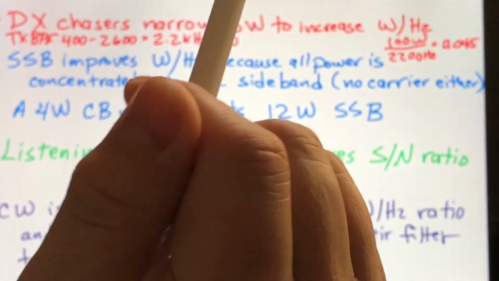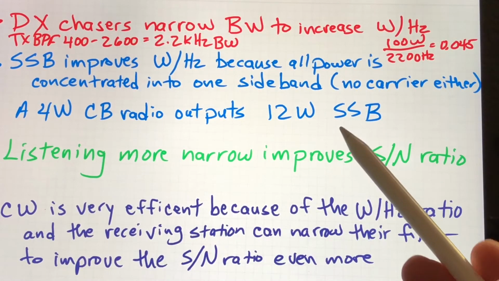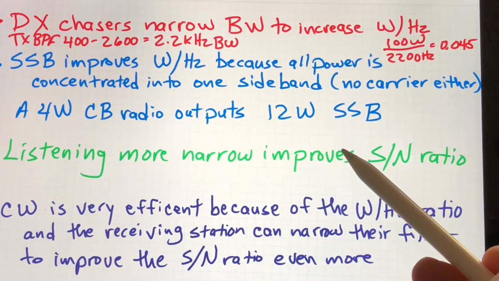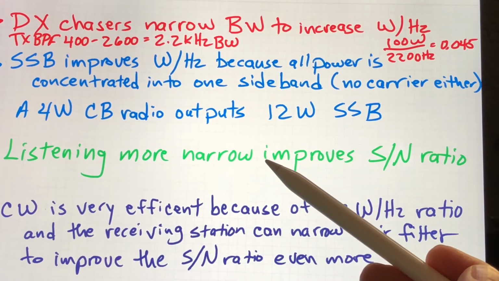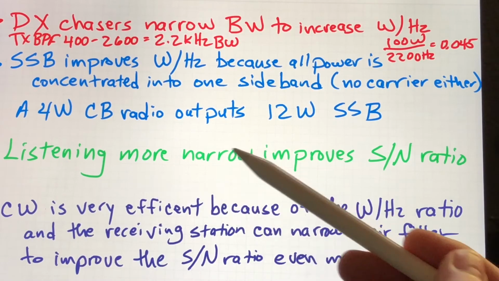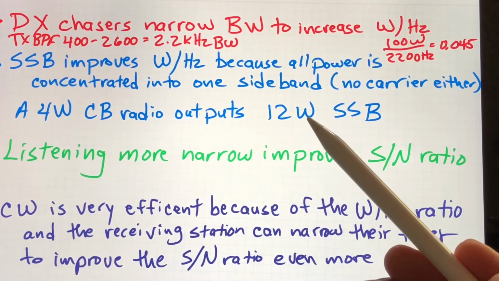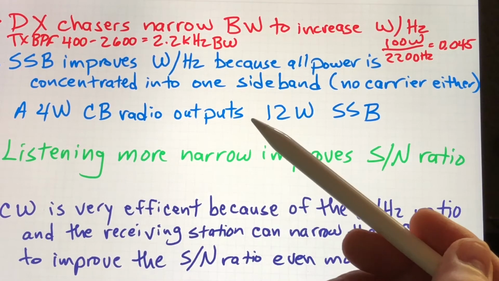Now, and here's the key. If the person on the other end is transmitting at, say, 2.4, and on your end you widen your filter to 3, you're just pulling in noise for no good reason. There's no reason for you to run more than a 2.4 kilohertz bandwidth on receive if the transmitting station is transmitting at 2.4. So you see what I mean?